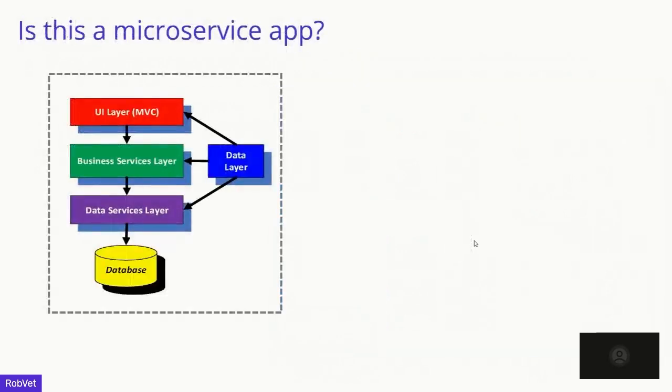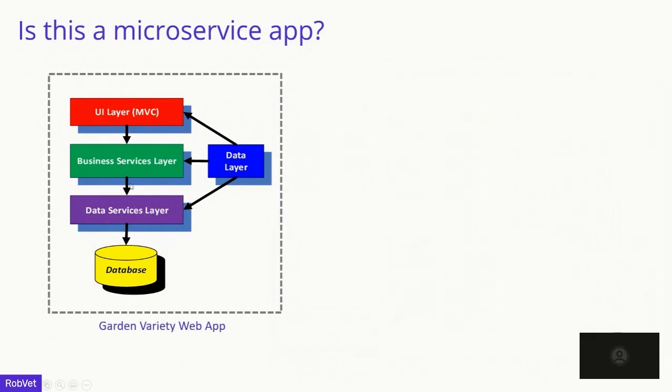So anyway, question for you in the audience. Look at this right here. Is that a microservice application? What do we have here? We have an application that looks like a UI layer. Maybe this is a .NET MVC application. We have a business services layer, a data services layer, a database. Is this a microservices application? Well, no. This would be more of your garden variety web app.